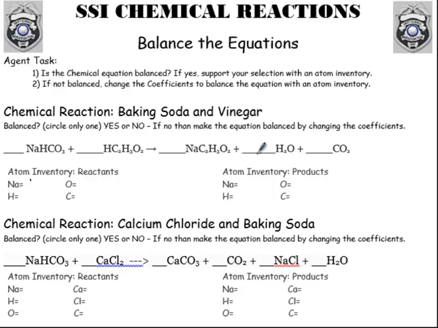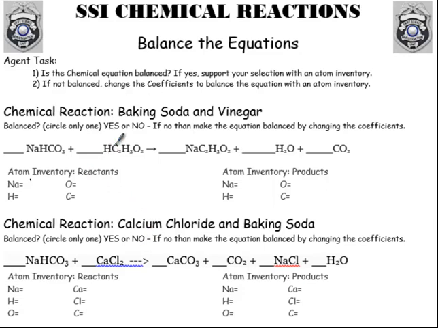A couple quick reminders here. The 4 reactions, or chemical equations, you're going to be looking at are the 4 reactions that you have used throughout the course of the training here: baking soda and vinegar, calcium chloride and baking soda, aluminum and copper 2 sulfate, and the effervescent tablet and water. So we want to make sure we understand what we're looking at here as we go.